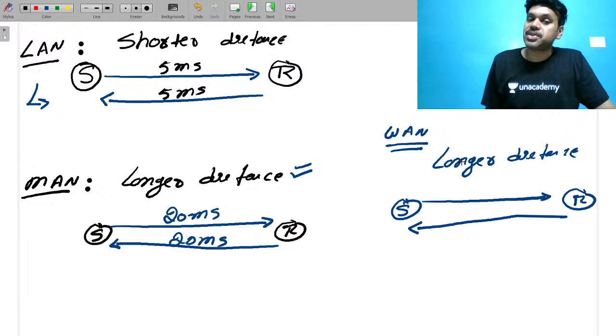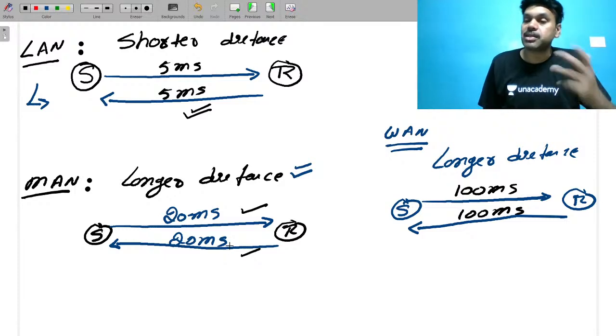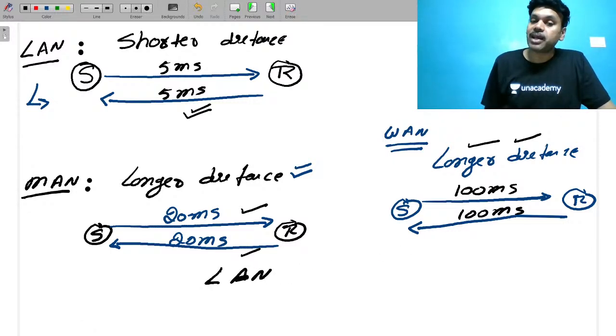Now, as I increase the distance, your WAN distance is much bigger and longer than your MAN. Therefore, I am expecting something like 100 ms. So please observe carefully here. If it is a shorter distance, then efficiency is going to be better. With a longer distance like a MAN, it is nominal. And a still longer distance is very poor. That's why, according to this comparison, in LAN you have good efficiency, in MAN your efficiency is going to be lesser than LAN, and in a WAN your efficiency is lesser than MAN.